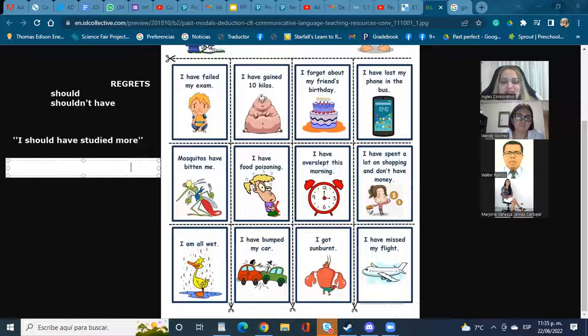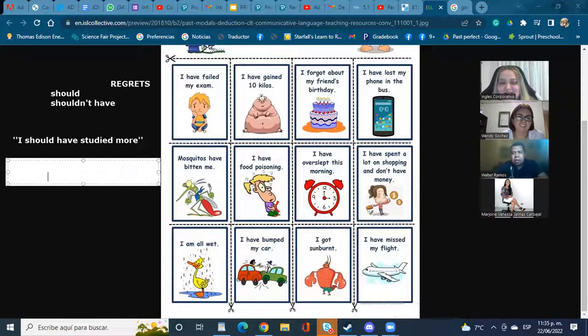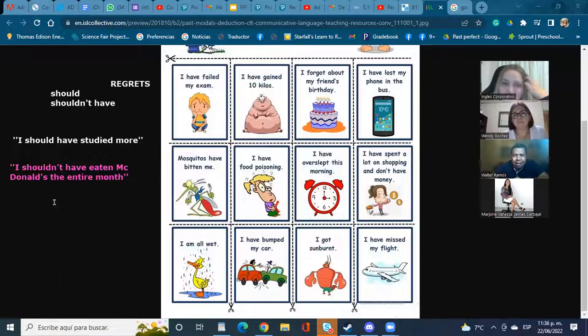I shouldn't have eaten too much McDonald's this month. All the whole month. I can't see what I'm writing. Hold on, let me use pink. I shouldn't have eaten McDonald's the entire month. He ate McDonald's the entire month, guys. So yeah, he shouldn't have done that.